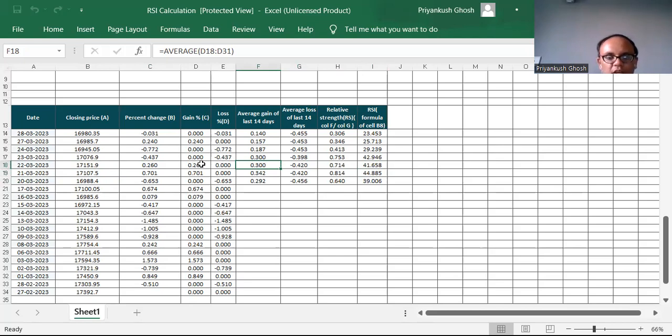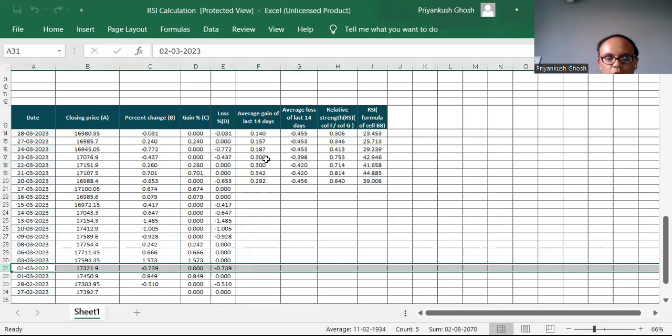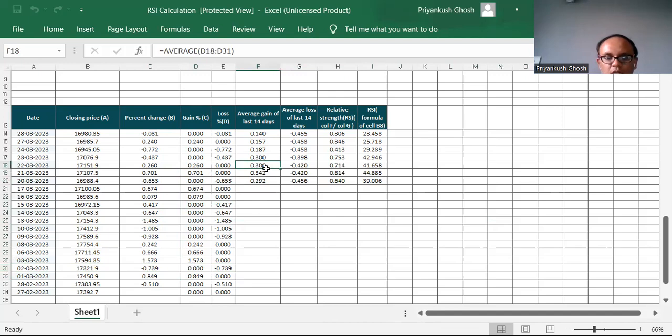Because our formula was D18 to D31, right? So in D31 what happened? The market was negative. But what was in my previous row, here D30, D19 to D32, right? In row 32, the market was 0.85% up, but after that, the 31st, row number 31, 2nd March, which is my first day, the market was negative. So because of the negative closing of this row, basically 31st of March, my average gain reduced from 0.342 to 0.3, and that is why my RSI also reduced.